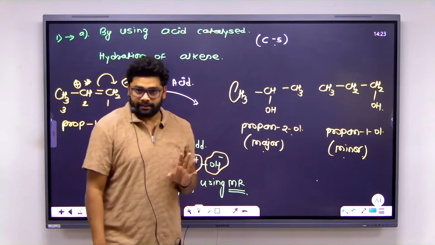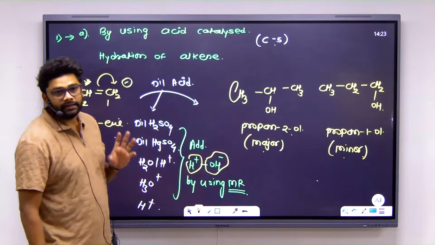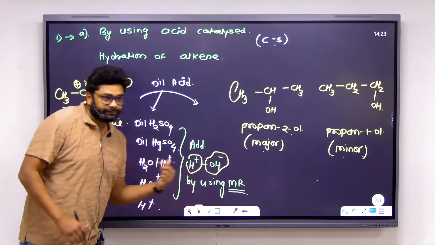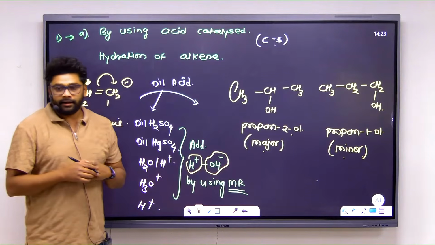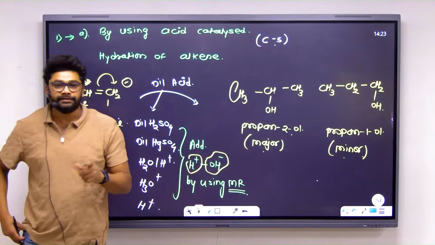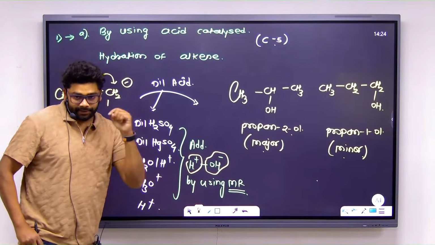Why did this happen? Let us try to elaborate. Why is this one major and why is this one minor? The reason behind this major and minor is Markovnikov's rule. The reason behind the formation of major and minor is the electrophilic addition mechanism. What mechanism? Electrophilic addition mechanism.